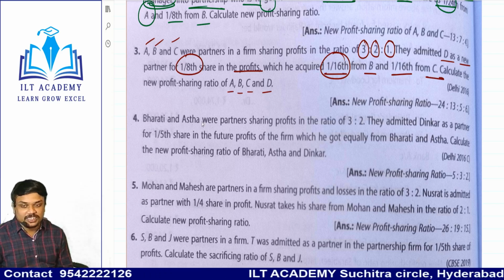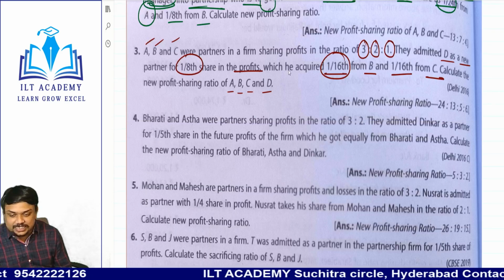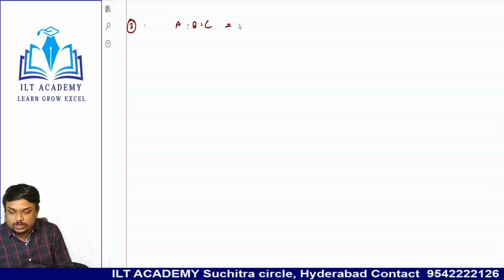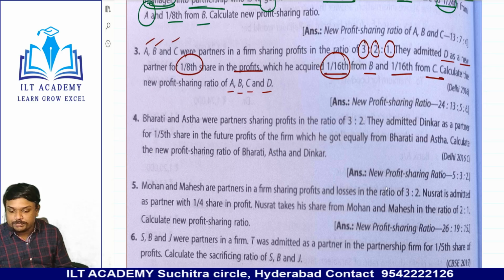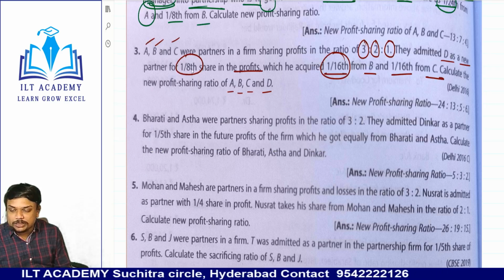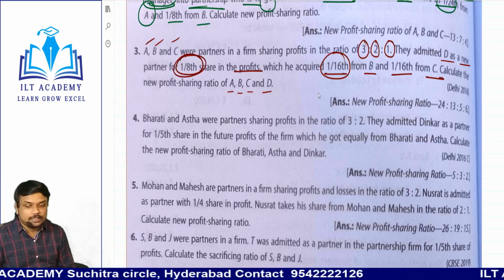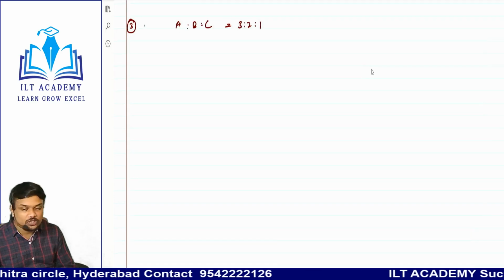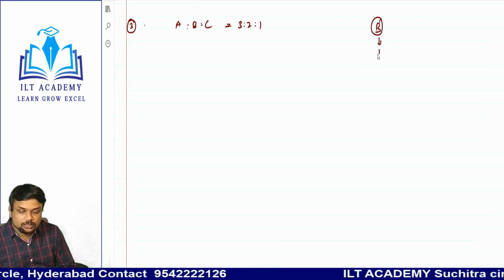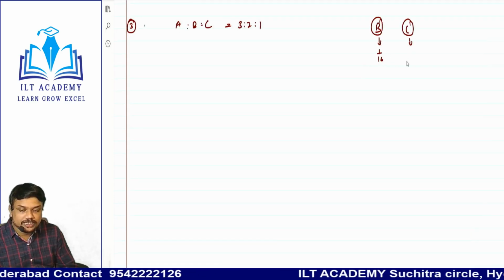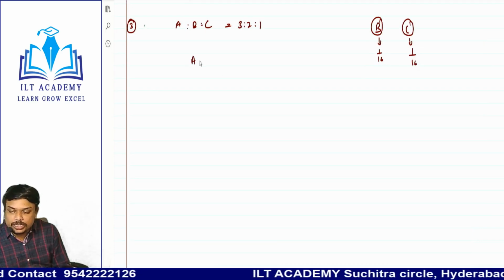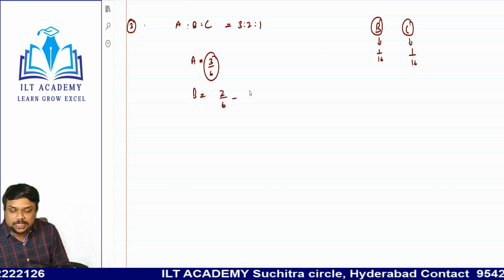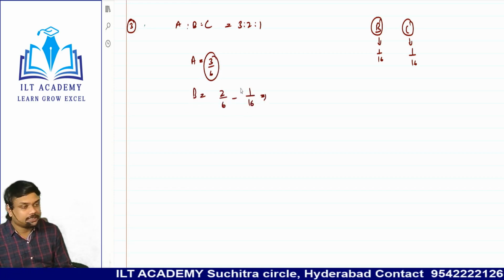See, wait, let me write this. A is to B is to C is equal to 3:2:1. Now D was admitted for 1/8 share. But clearly it is given that only B and C have sacrificed, and C sacrificed 1/16. So A's ratio is 3/6. B's share is 2/6 minus 1/16.